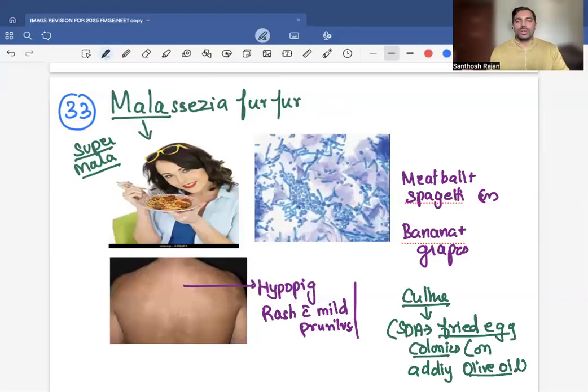Very simple, this much only. Banana plus grapes: all these are my banana grape shapes, conidia, banana shaped hyphae. The long ones are hyphae, these round ones are the conidia. That's it, very simple. So you're not going to make any mistake in Malassezia furfur. Very easy and simple one. Right, now next one.